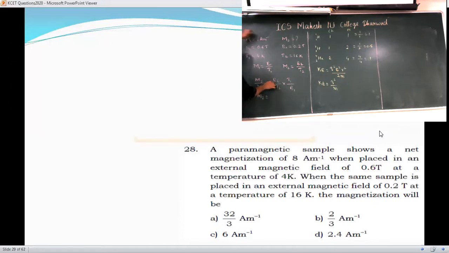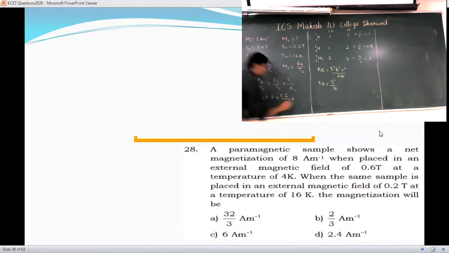What is the value of M1? M1 is 8, into, what is B2? B2 is 0.2. What is T2? T2 is 16. Next, what is T1? T1 is 4. And what is B1? B1 is 0.6.